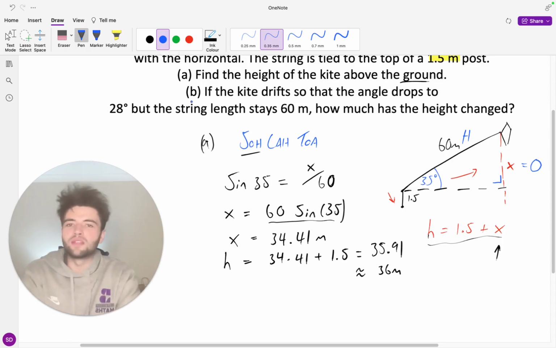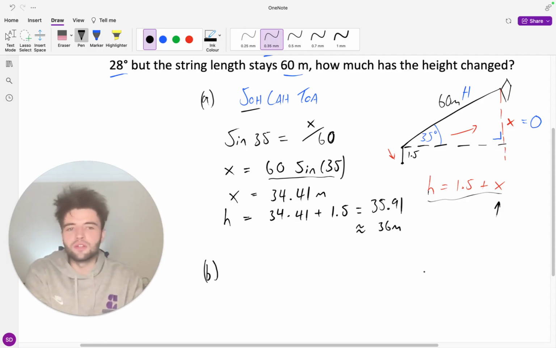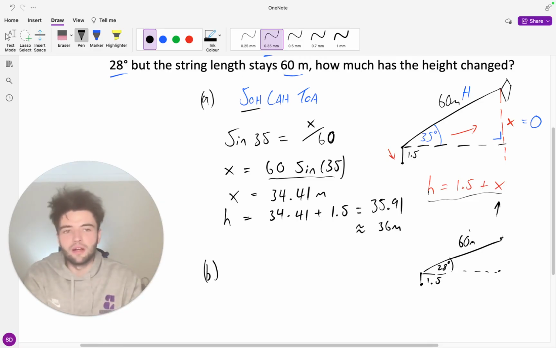So for part B, we have something a bit different. We're told that the kite drifts, so the angle drops to 28 degrees, but the string length stays 60 meters. And so what I'm going to do is draw a new diagram quickly. We have the same length of the post, but now our angle has reduced down to 28. Our string is still 60 meters, and so we have all our information in the question now drawn in, and we're looking for the new value of h.